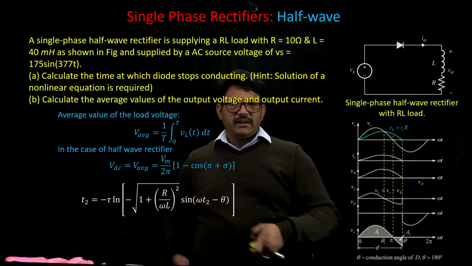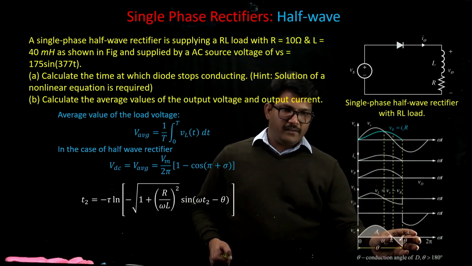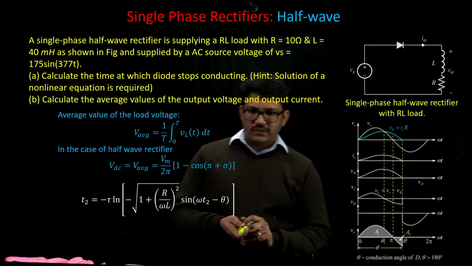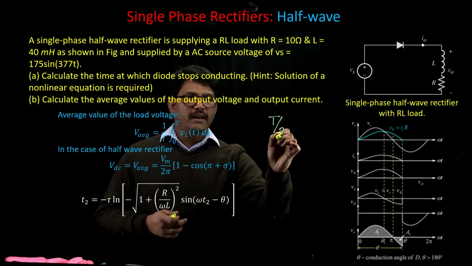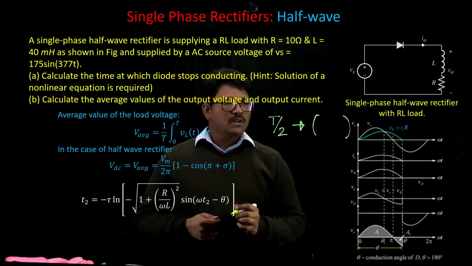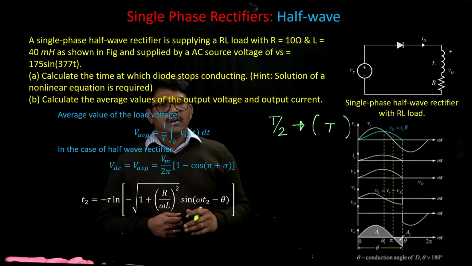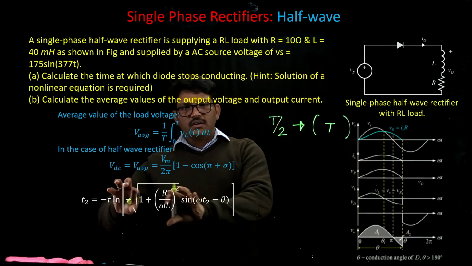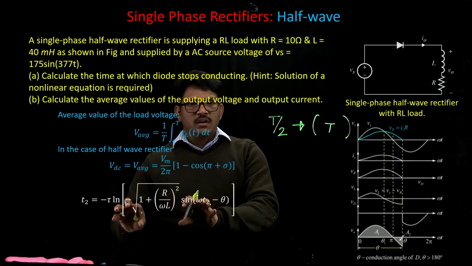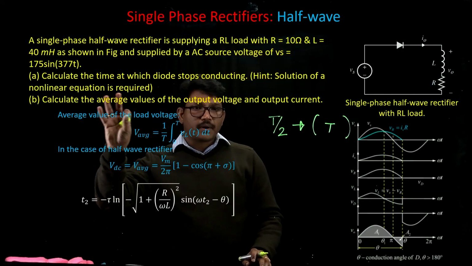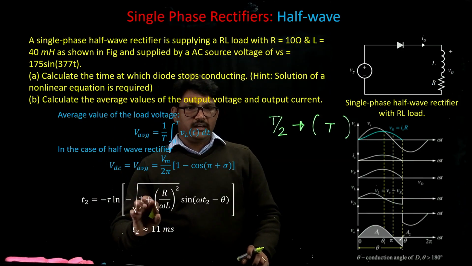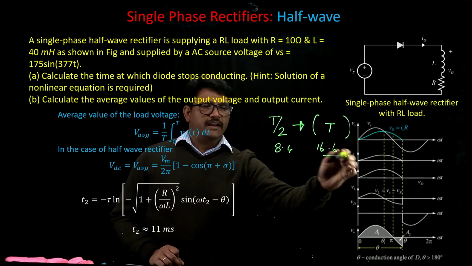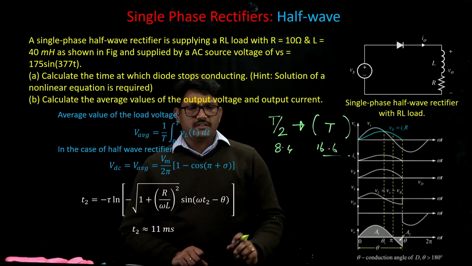The clue for solving this equation is that the diode stops conducting after pi. That means if you look at half of your time period, T by 2, the diode stops conducting at higher values of t. So within this range, your diode will stop conducting. Now if you substitute the numbers, whichever value of t2 satisfies this equation will be the time solution for us. In this particular problem, we get that the time at which the diode stops conducting is 11 milliseconds. This should range between 8.4 and 16.6 milliseconds, so that is the range in which this time exists.